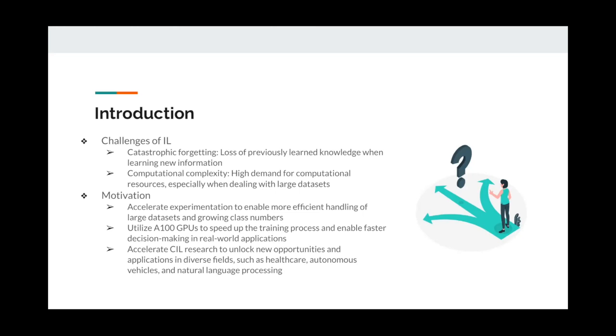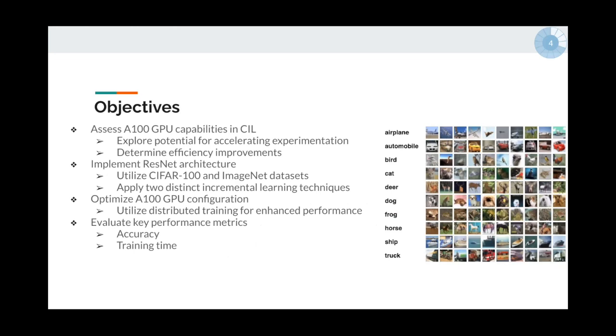Some motivation behind the project was to accelerate experimentation of class incremental learning utilizing A100 GPUs, which are found in the Tukey data science server here at UMass Dartmouth. The goal really is to accelerate class incremental learning research. If things can happen faster, more models can be tested and more methods can be developed. Some objectives of the project were to assess A100 capabilities in class incremental learning and explore potential for accelerating experimentation.